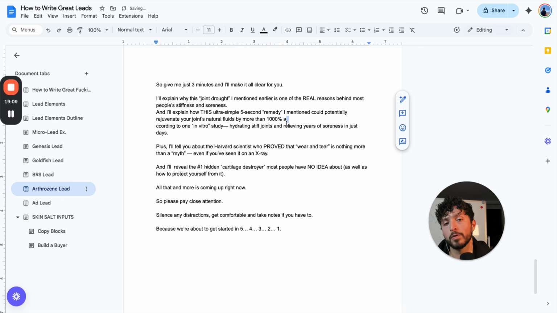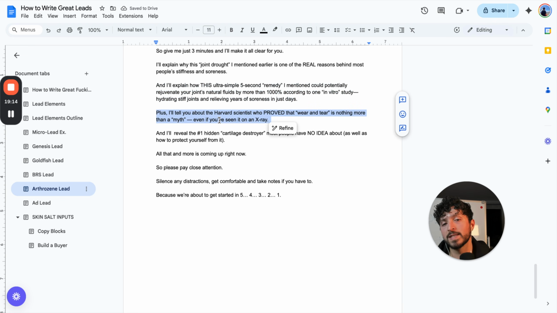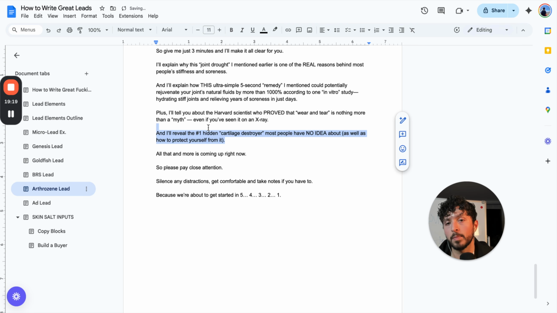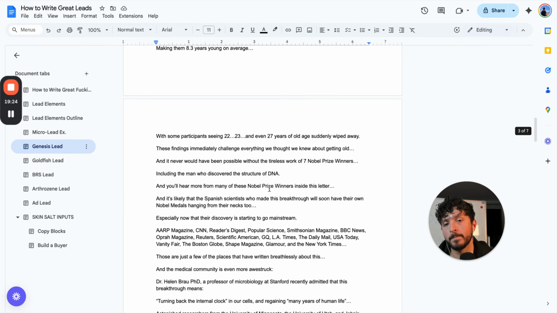I'll explain this ultra 5-second remedy I mentioned that could potentially rejuvenate your joints. I'll tell you about the Harvard scientists who proved wear and tear is nothing more than a myth. And I'll reveal the #1 hidden cartilage destroyer most people have no idea about, as well as how to protect yourself from it, right? So those are examples of fascinations in here.